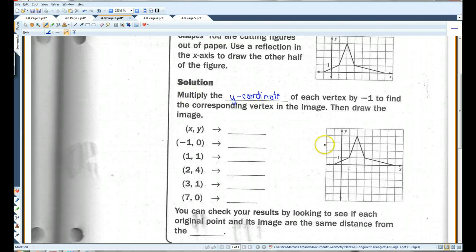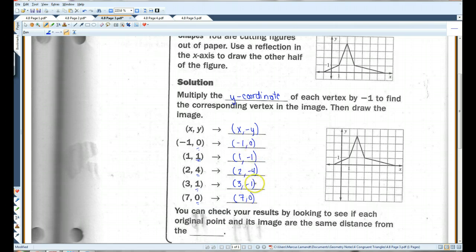Okay, so if we're given this, and I want to know what it looks like down here, just take each y-coordinate and make it negative. So the first one, 0, is just going to remain 0. 1 becomes negative 1. 4 becomes negative 4. Negative 1. And 0 remains 0.